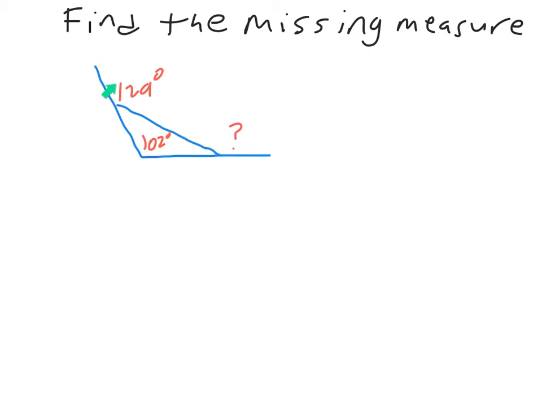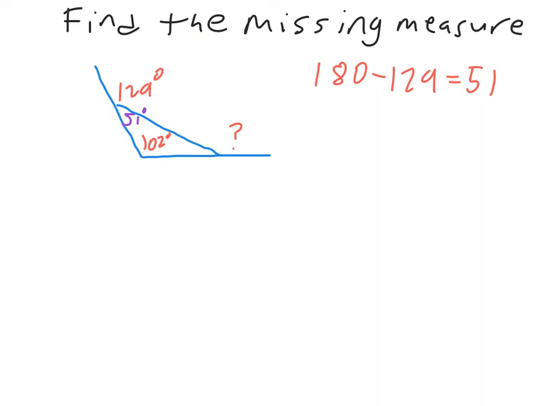So if we have this exterior angle, we know that this interior angle is just 180 degrees minus the exterior angle. So, 180 minus 129 will give us 51. So we know that this angle right here is 51 degrees.